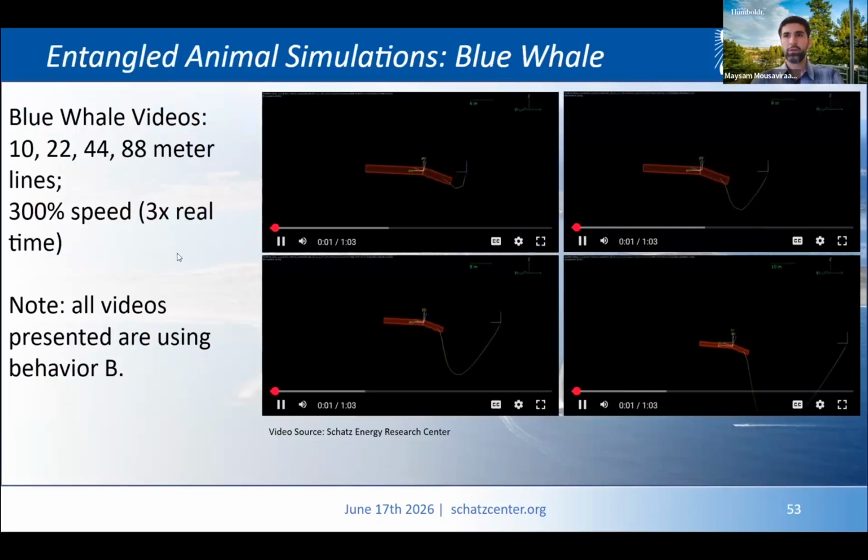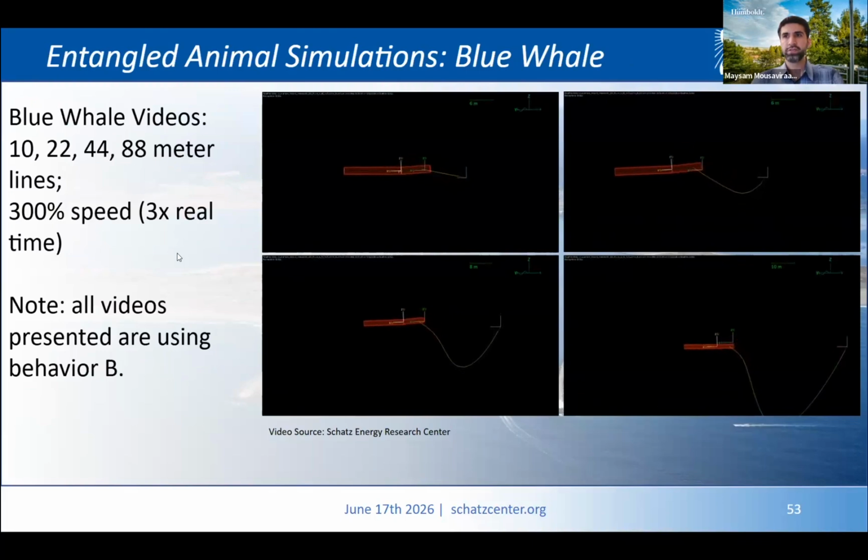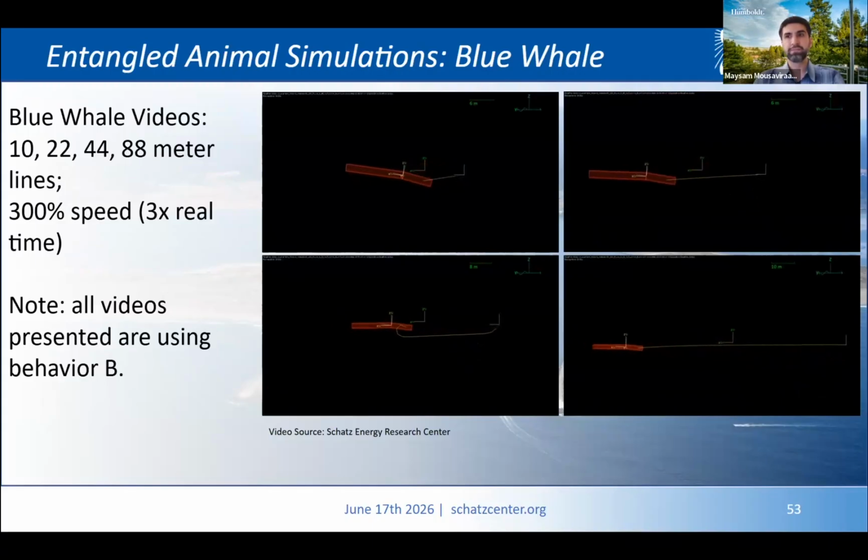So here we show blue whale simulations with different interstitial line length. These are all shown for burst and cruise behavior B, and the purpose was to understand how the length of the connecting line changes the force transfer and the system response. A short line and a long line can produce different timing, different peak loads, and different motion patterns at the mooring line.